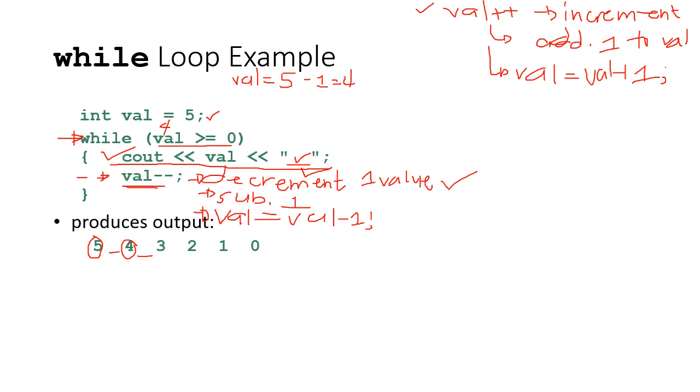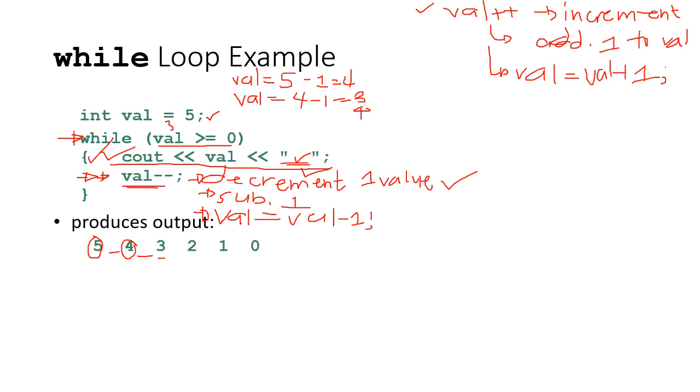Then go to val minus minus again. So it means that the current value of val, which is 4, will be subtracted by 1. Now the current value of our val is 3. Now 3 will be tested inside the condition. So is 3 greater than or equal to 0? That's true. So it will cout again the val, which is 3, and then there's a space.